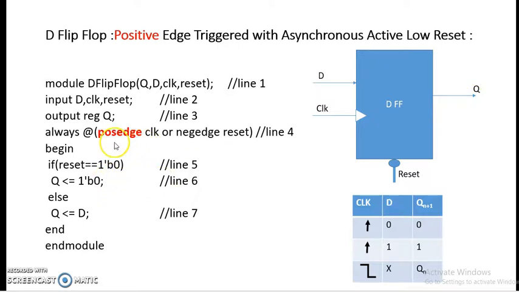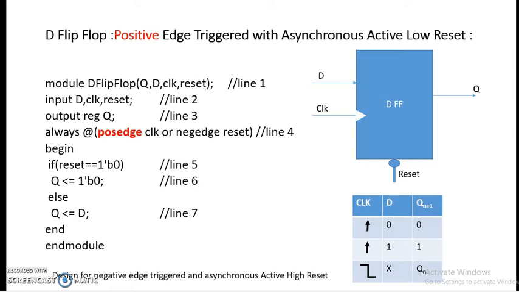And why is it happening? Because we are passing this reset signal as one of the signals in the sensitivity list. So this is the code for the positive edge triggered with the asynchronous active low reset. I hope this is clear to you.